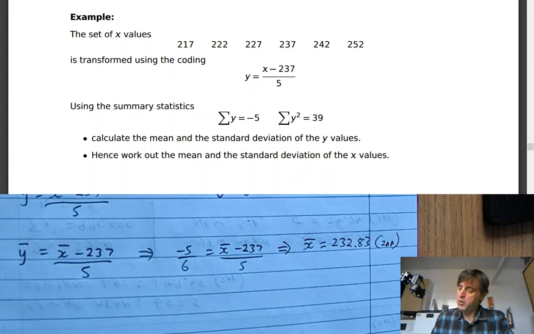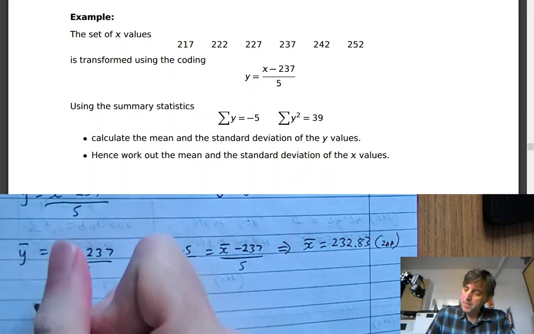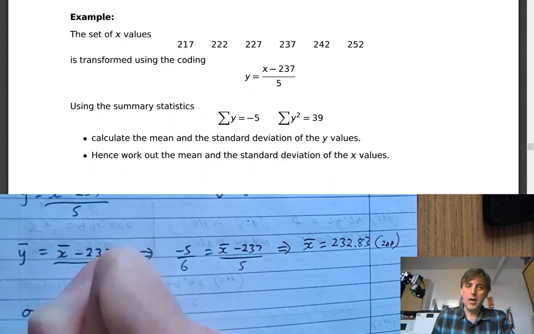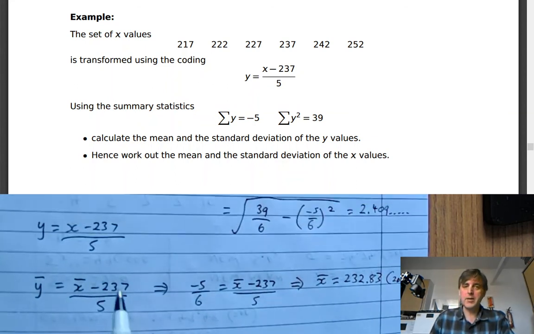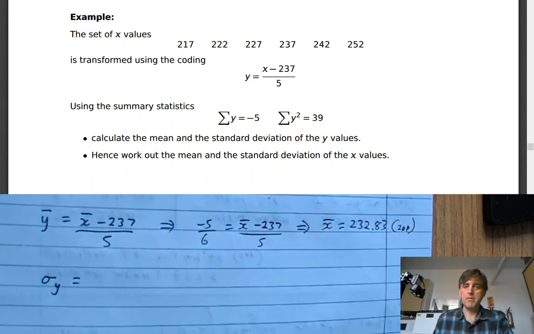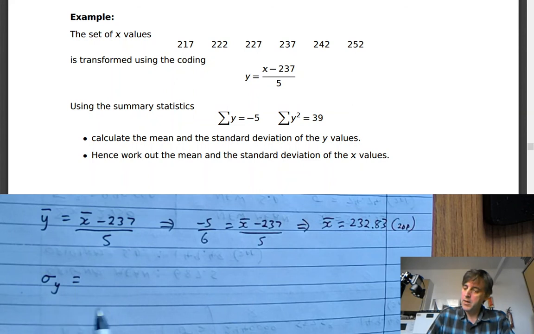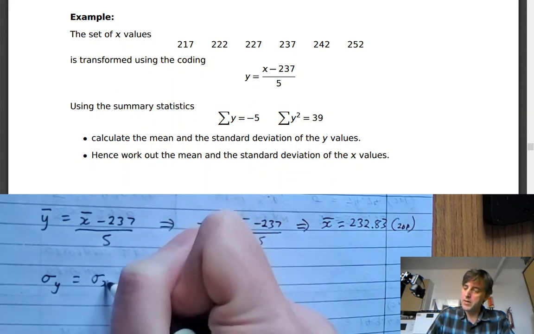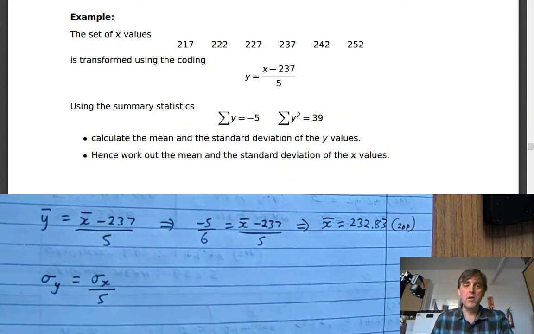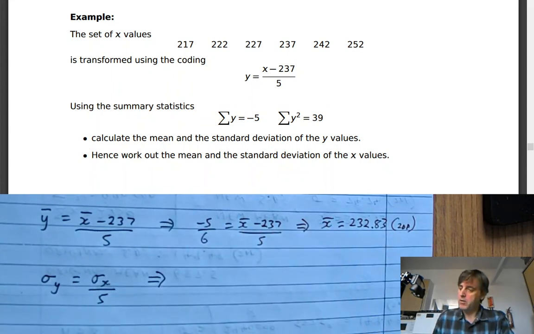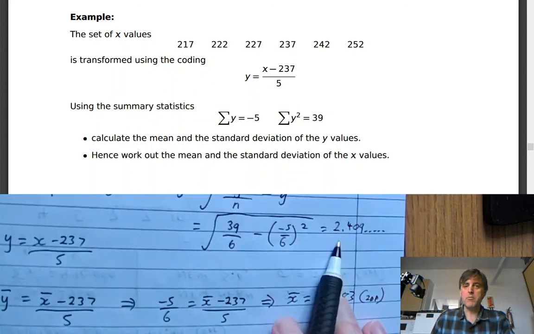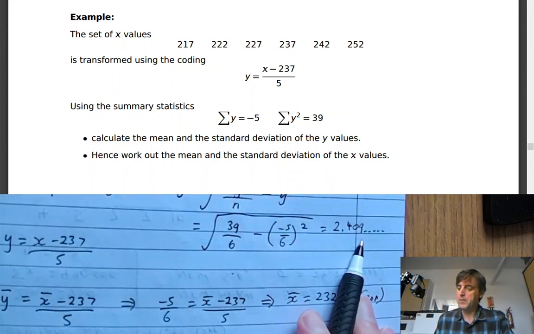What about the standard deviation? Well, the standard deviation, let's think about what's going on here. How does the coding affect the standard deviation? Well, the subtracting does not affect it, but the dividing by 5 does. So that must mean that the standard deviation of our coded data must be the standard deviation of the original data divided by 5, but not subtracting the 237. Okay, we worked out our standard deviation of the coded data up here. It was this number about 2.409.